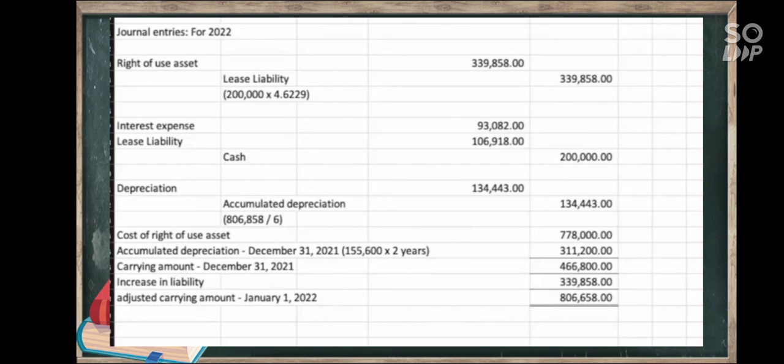How did we get it? Divide the 806,858, the adjusted carrying amount, by 6 years, because that is the extended lease term.